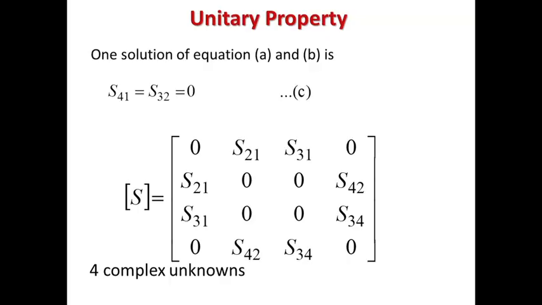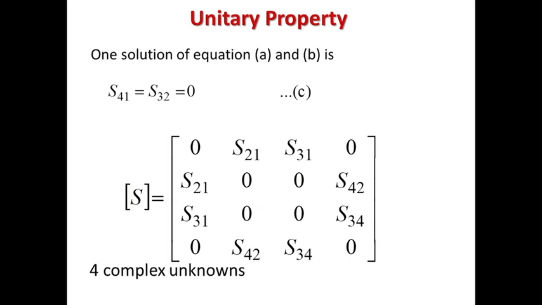So, basically we have 8 unknowns, because each complex number means a plus jb, where a and b both are real. So, one complex number means 2 real numbers. So, if I have 4 complex unknowns, basically I need to find 8 real numbers to determine the S matrix. So, till now we are here.